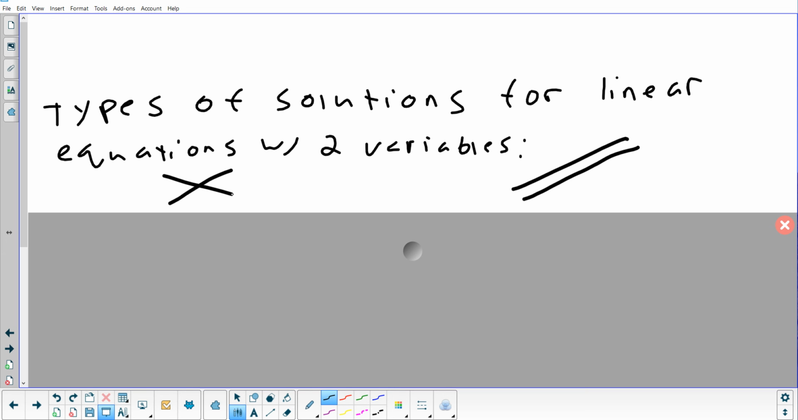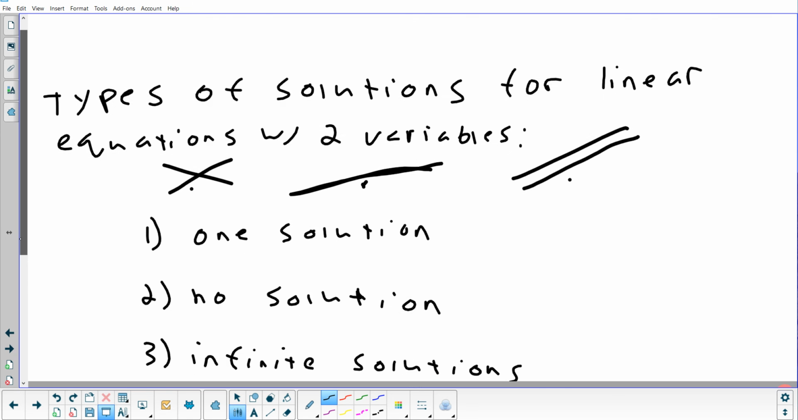Chris? The lines could be in the exact same spot. They could be the exact same line. So if this was your first line and this was your second line, then they're the same line. That's an infinite amount of solutions. One solution, infinite, no solution. Those are the three things that can happen when you're solving a system.